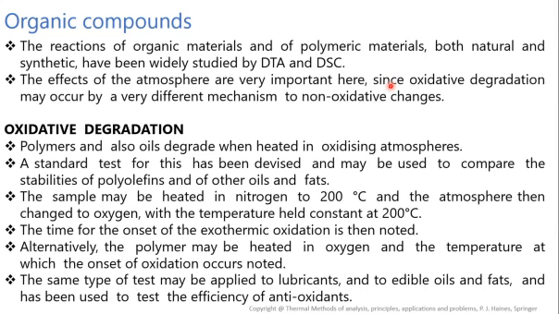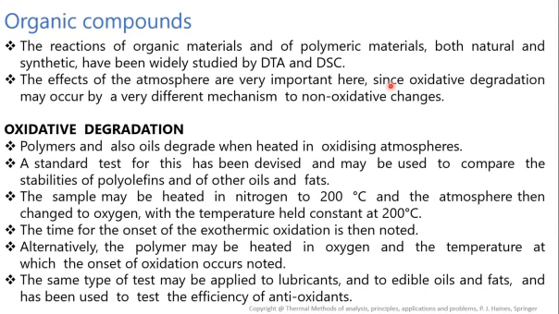So the polymers and also oil degrade when heated in an oxidizing atmosphere. A standard test for this has been devised and may be used to compare the stabilities of the polyolefins and other oils and fats. The sample may be heated in nitrogen to 200 degrees Celsius, and the atmosphere then changed to oxygen with the temperature held constant at 200 degrees Celsius. The time for the onset of exothermic oxidation is then noted.